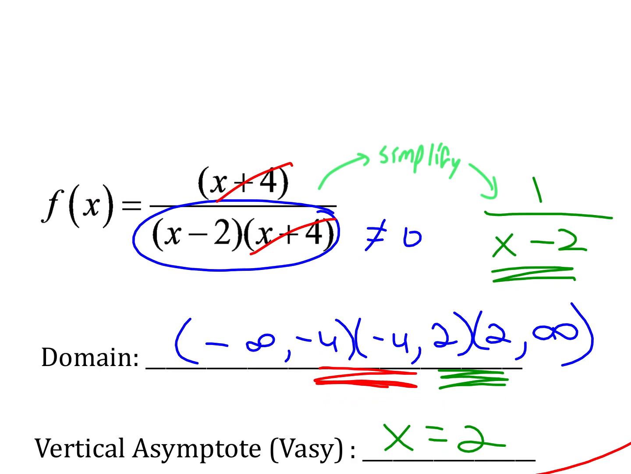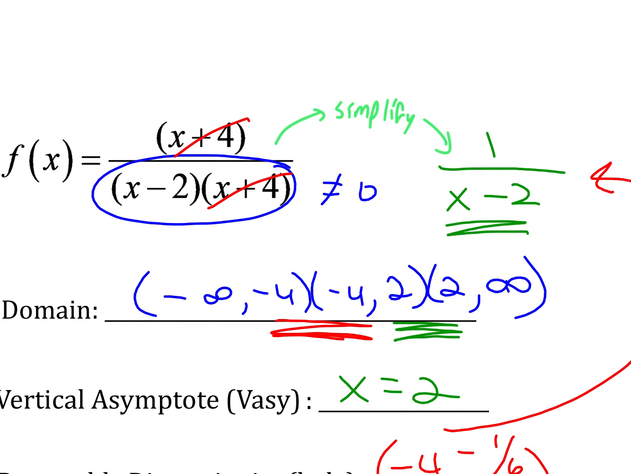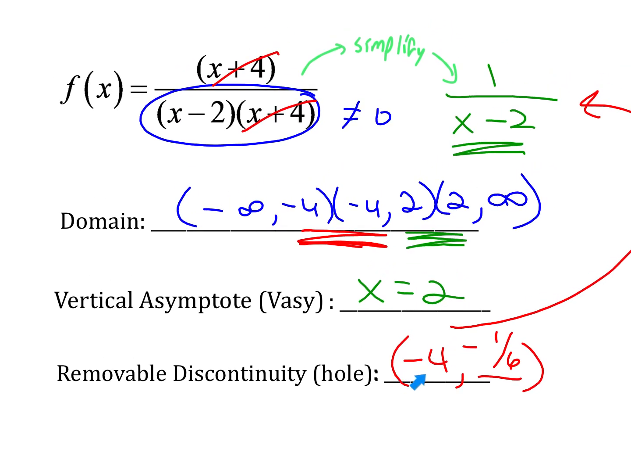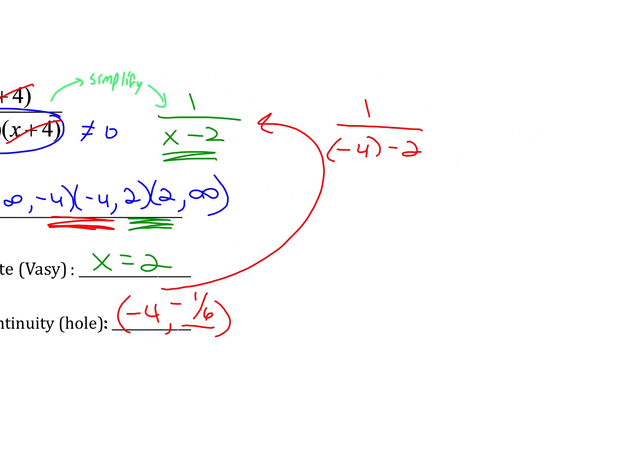All right, so now let's figure out what all this means. We have a vertical asymptote at 2. Some of you might want to say, but what about that negative 4? Negative 4 is in the domain. That's not going to be a vertical asymptote. Since that got canceled, that's going to be a removable discontinuity. So we have a removable discontinuity at negative 4. And to figure out the y value, we're going to plug in negative 4 for x into that simplified function. I couldn't plug it into the original one because I'd get 0 over 0, but I can plug it into that simplified format. So I have a removable discontinuity at negative 4, negative 1/6. Let's see another one here.